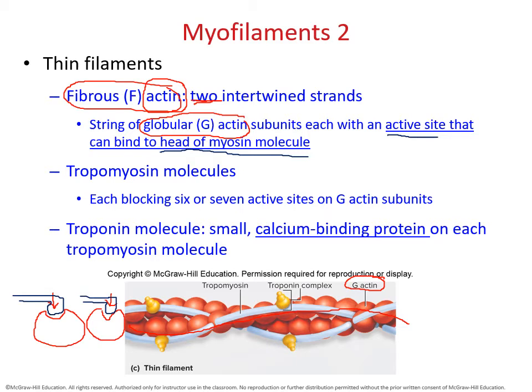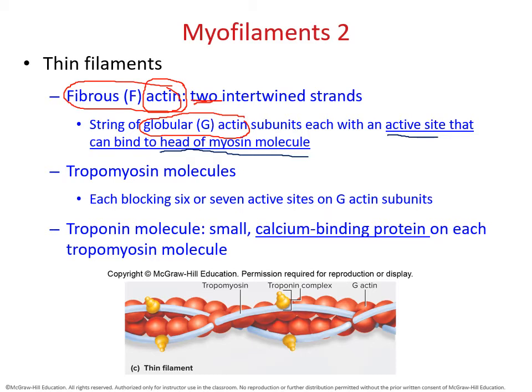So in order to do that, we're going to use tropomyosin and troponin. The tropomyosin-troponin complex is going to allow us to block the active sites on the actin so that the head of the myosin cannot make contact, meaning we can't contract the muscle when we don't need to. So on your illustration, I'm going to erase my little markings so that we can go back to our original picture.